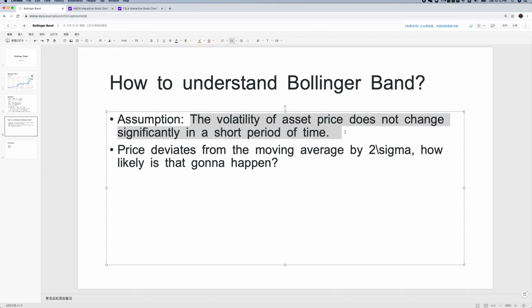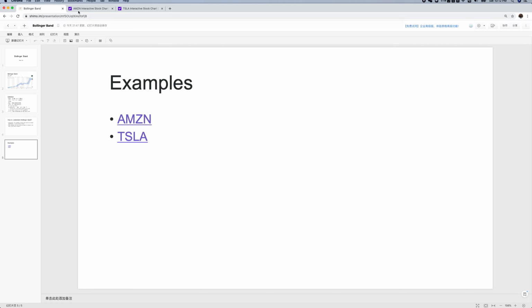But of course, when you are going to use those technical indicators, think about the underlying assumption. If something big happens, let's say the company is getting worse or getting better, then you have to incorporate that knowledge into such technical indicators. And the other assumption is about the price deviating from the moving average by 2 times sigma: how likely is that going to happen? It's very unlikely that the price will get outside of the two times standard deviation if nothing big happens to the asset. So now with that introduction, let's get into some examples.